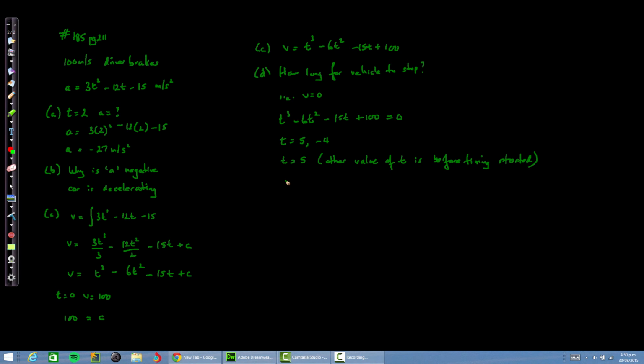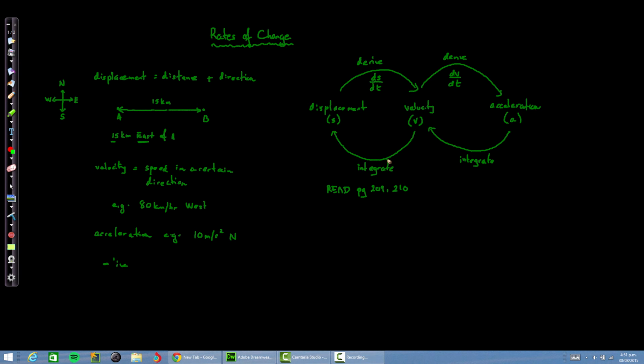Okay, so how long for the vehicle to stop? 5 seconds. And to finish off, E, find the displacement function and how far the vehicle travelled from applying the brakes until stopping. Well, we know it stopped after 5 seconds, but we haven't got the displacement equation, and that means integrating our velocity one. If you jump back to this page again, velocity, how do we get displacement information? We've got to integrate again.